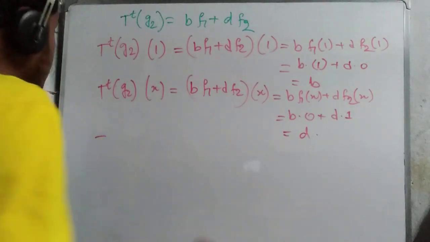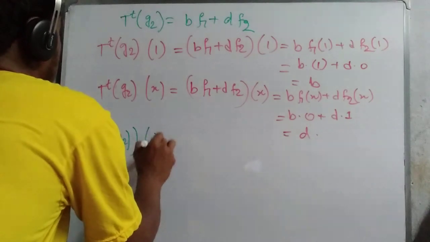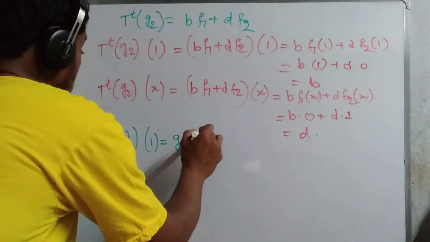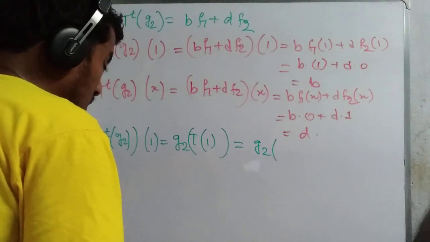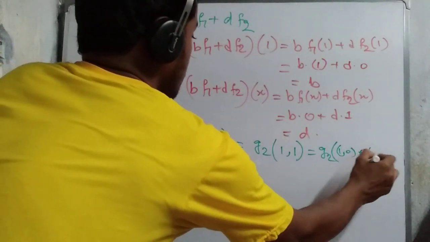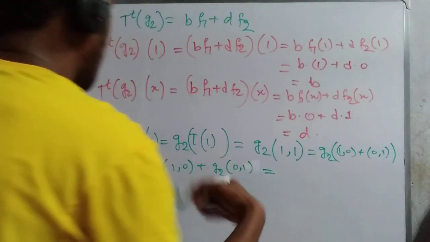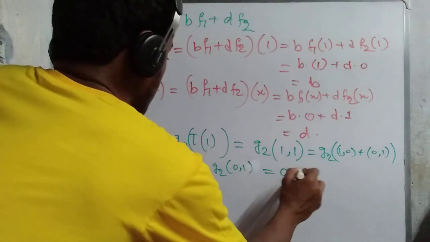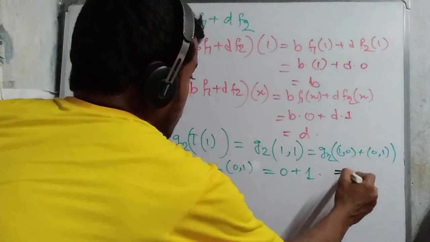Again we write in this way: T transpose of G2 of 1 equals what? T transpose of G2 equals G2 of T of 1. Then G2 of T of 1 equals G2 of (1,1). Then we elaborate this one: G2 of (1,0) plus (0,1). Then this equals G2 of (1,0) plus G2 of (0,1). G2 of (1,0) equals 0 and G2 of (0,1) equals 1. So B equals 1. This implies B equals 1.